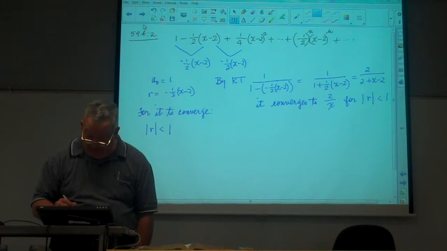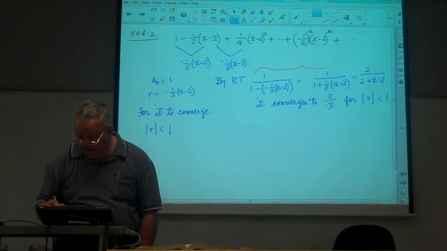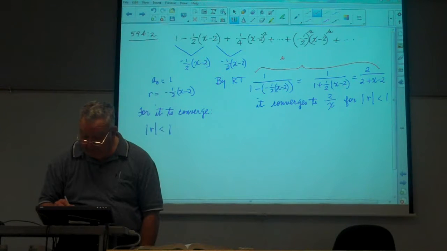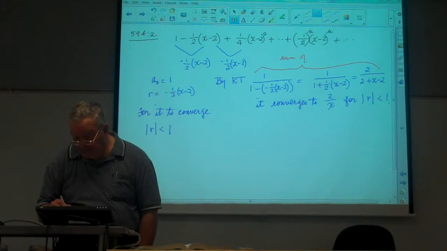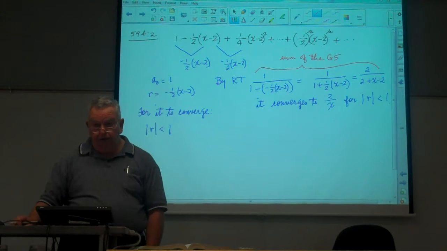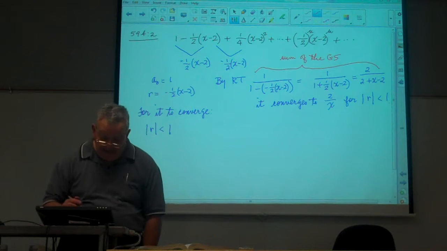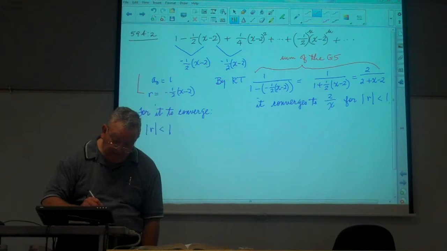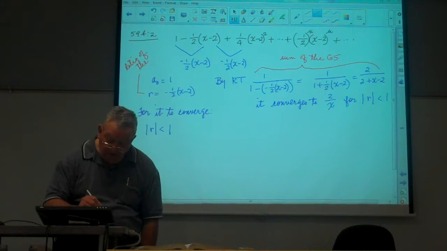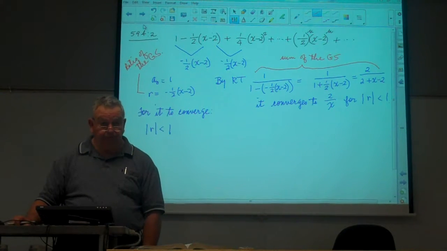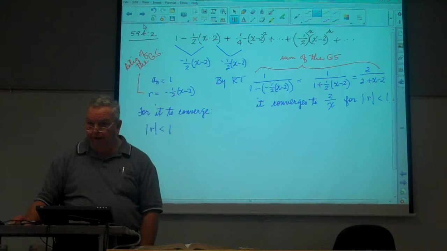This is the sum of the geometric series, is it not? And this is the ratio of the geometric series. Two different things. And when I picked up something to copy, I picked up the wrong place.